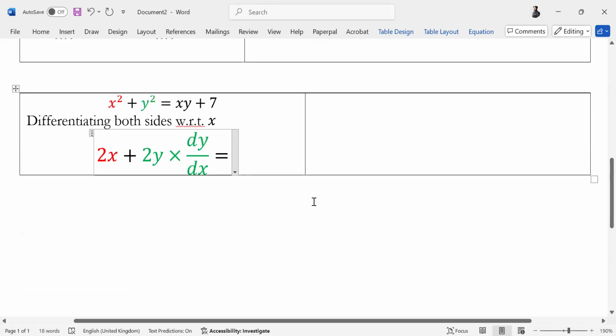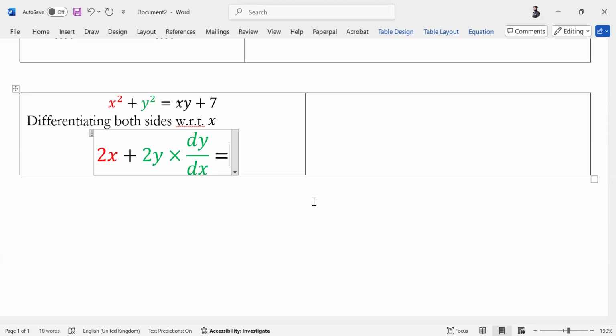Make sense? Now what about xy? What is the operation between x and y? What are both of them doing to each other? x and y multiply. Are both of them functions? Yes, very good. We will have to apply the product rule in this.